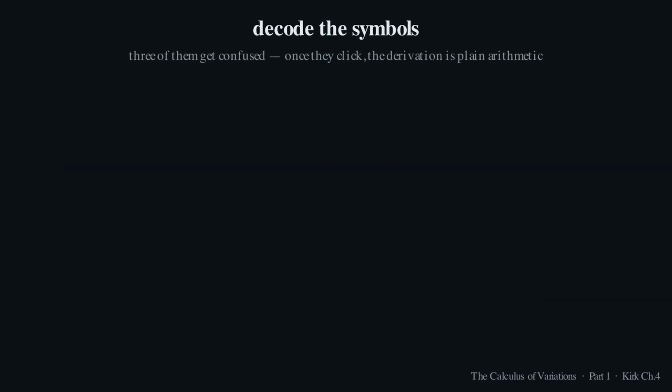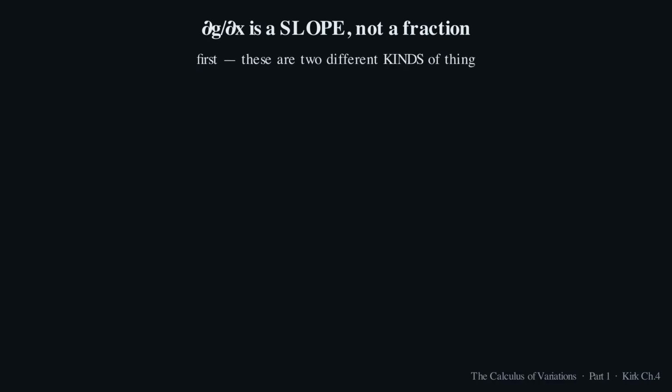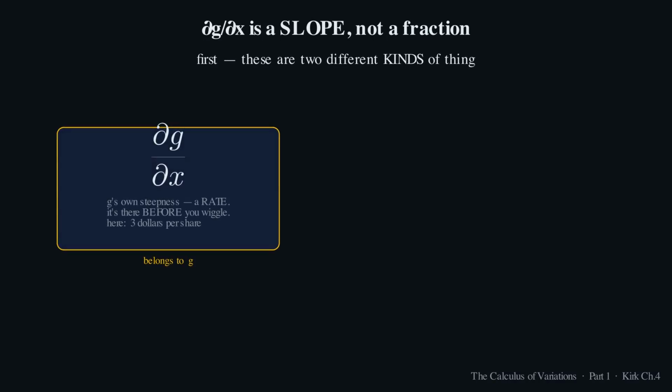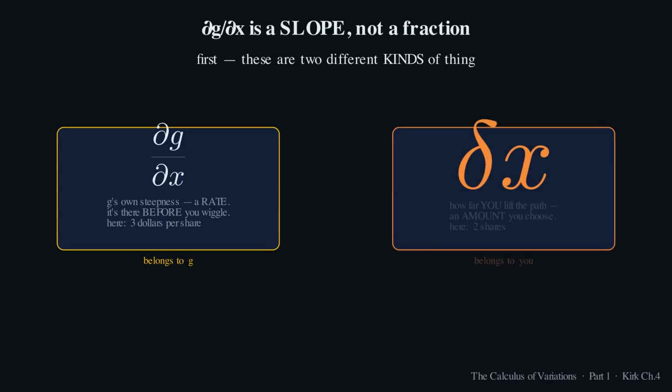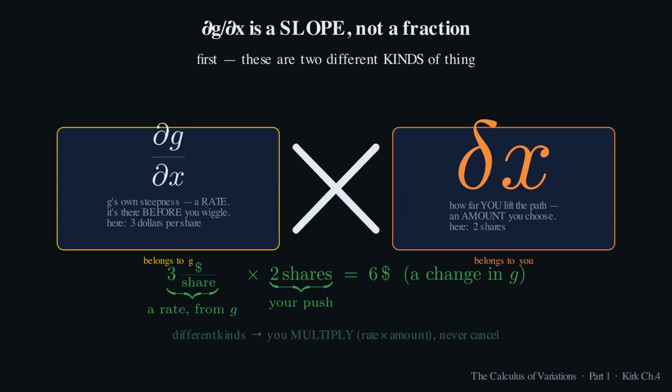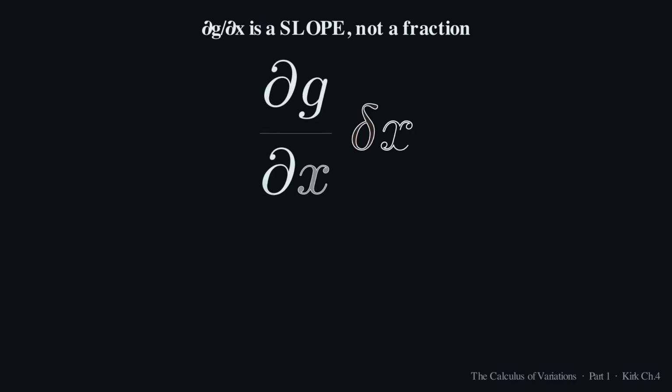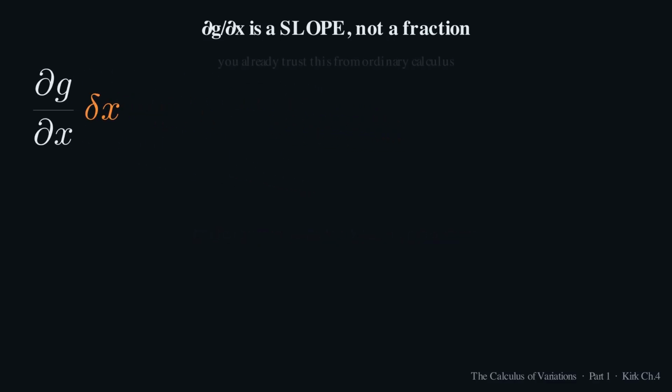Before we derive anything, let's decode the one piece that trips everybody up, partial g by partial x times delta x. These two pieces aren't the same kind of thing at all. Partial g by partial x is a rate, one number you read off the cost. It answers a single question. If I lift the path a little higher, holding the slope and the clock fixed, how fast does the cost change? Dollars of cost per share of height. You don't choose it. The shape of the cost hands it to you. Delta x is a completely different animal, an amount, the number of shares you chose to lift by. One is a rate you read off, the other is an amount you picked.